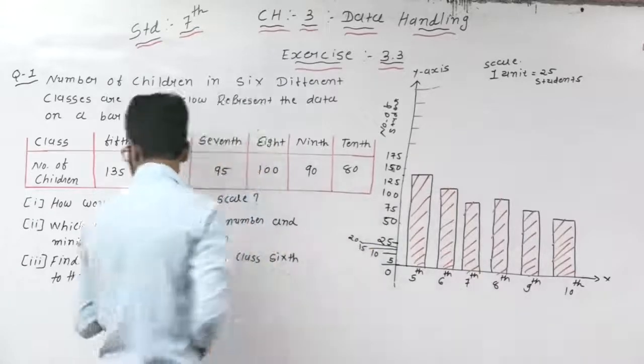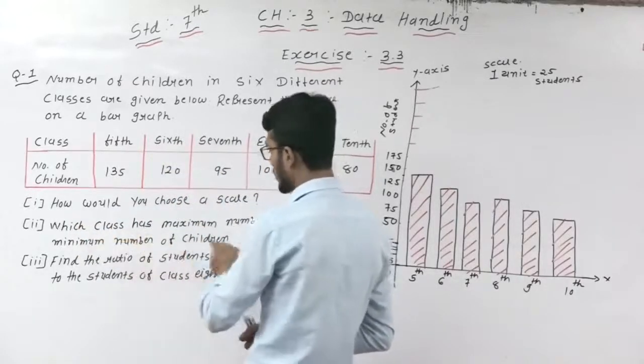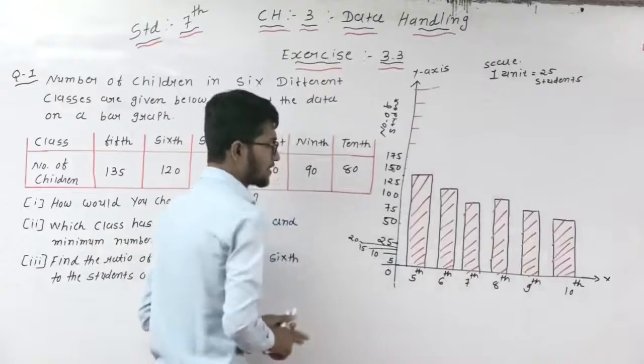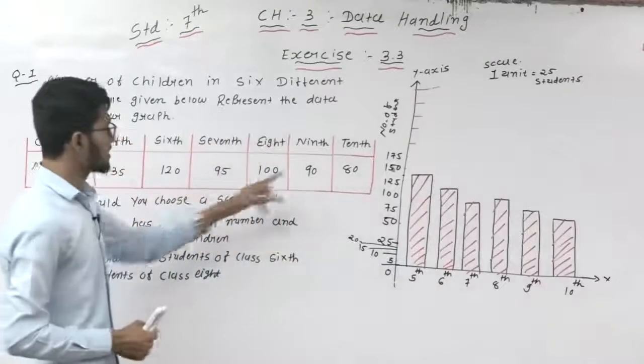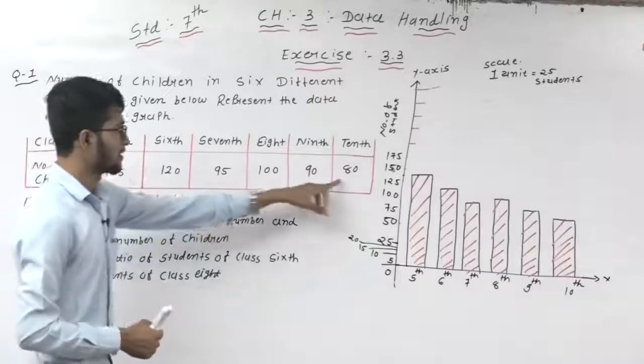Now two questions are given. Which class has the maximum number and minimum number of children? So here, dear students, check it. Which class has the maximum number? 135 means 5th class, and the minimum is 10th class.